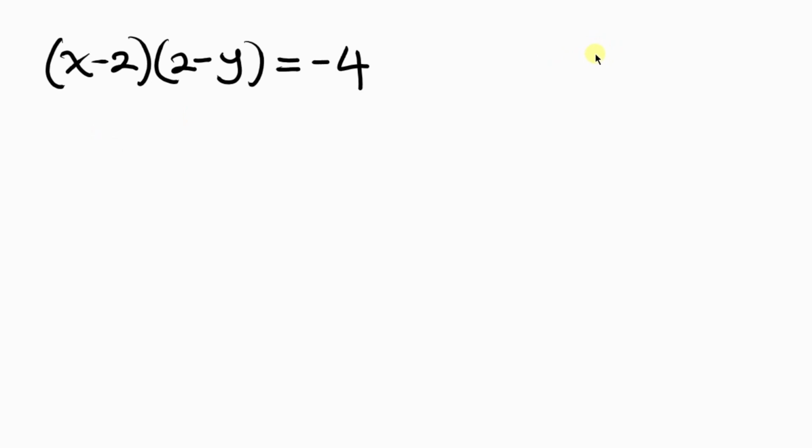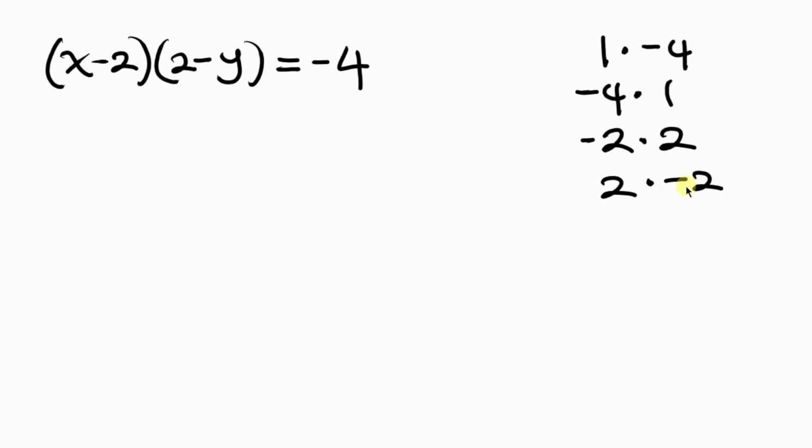So we have 1 times negative 4 gives negative 4, or negative 4 times 1 gives negative 4. And then we have negative 2 times 2 gives negative 4. And then we can also have 2 times negative 2 to give negative 4. So in this case, one of these products will be either of these products. So let's see, x minus 2 should be equal to 1 for the first case. Then 2 minus y will be equal to negative 4.